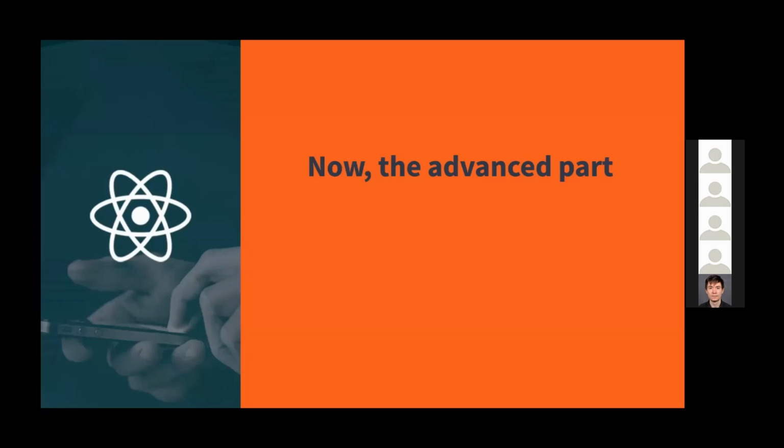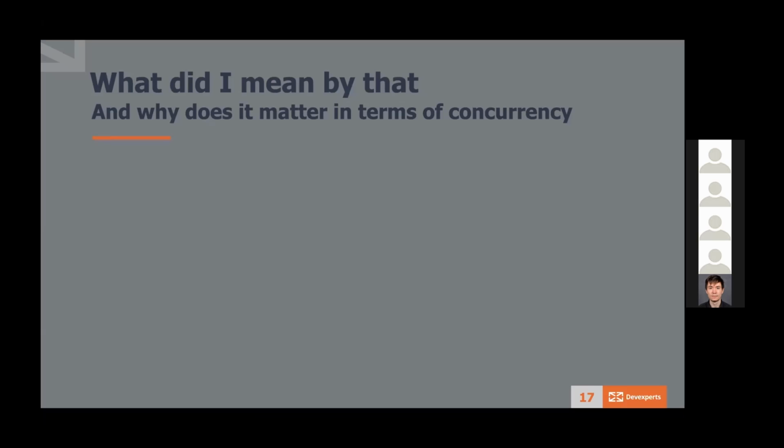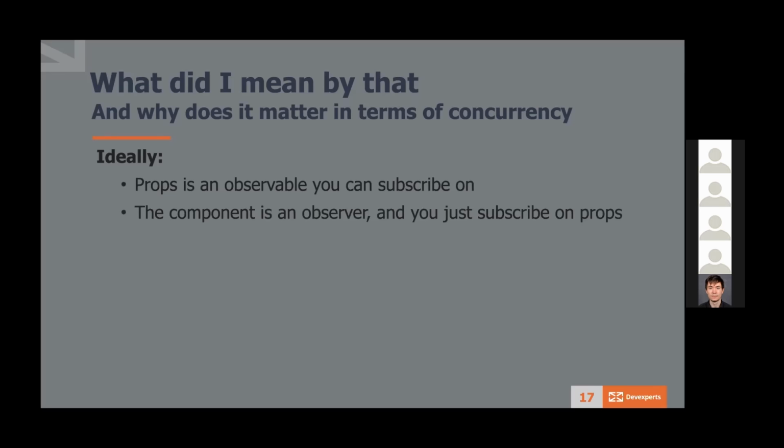What else can we do? So I said that React is not reactive. And probably most of you heard about this, but let's refresh the thing. What is it in React is not reactive? Ideally, if it was reactive, the props would be an observable you can subscribe to. So you change props, and observers are updated. The component is an observer, and you just subscribe to props.